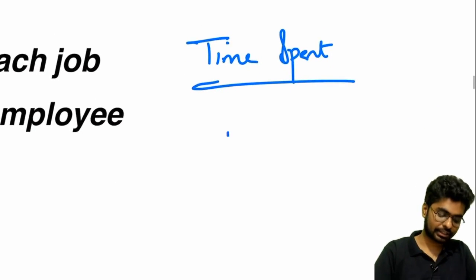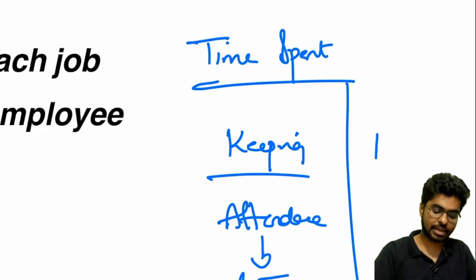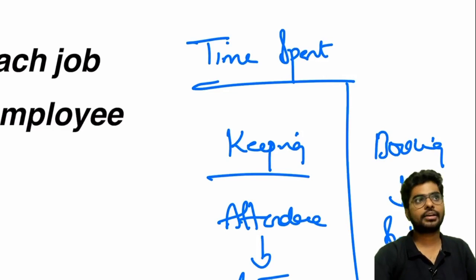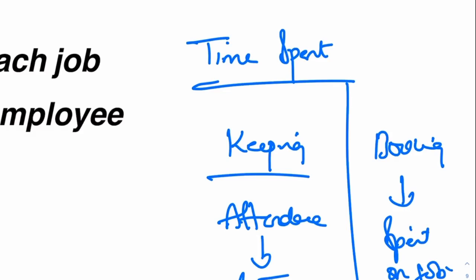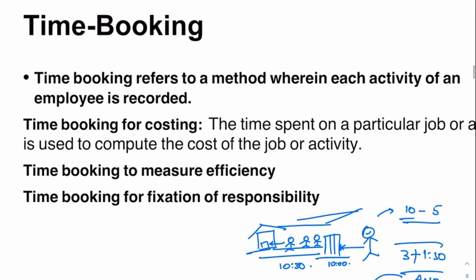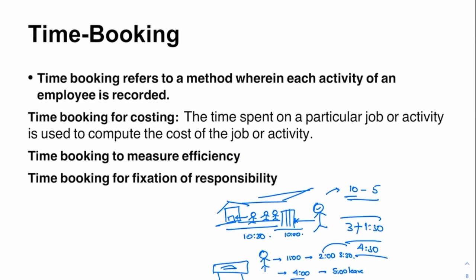So timekeeping takes attendance, that is how much time he spent in the factory premises, whereas time booking will tell the time spent by him on the job. Are you all clear? Everyone read this definition.